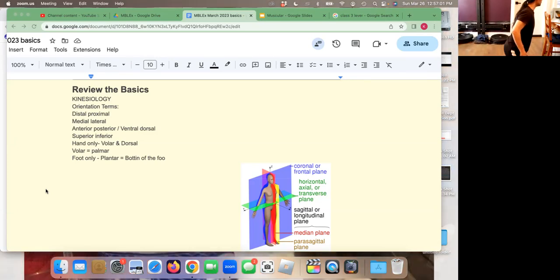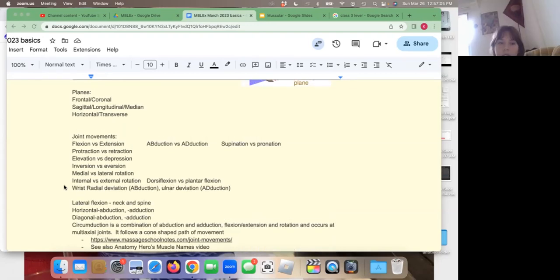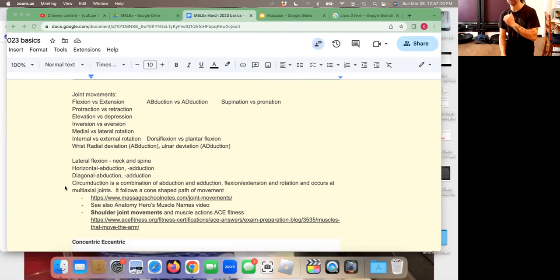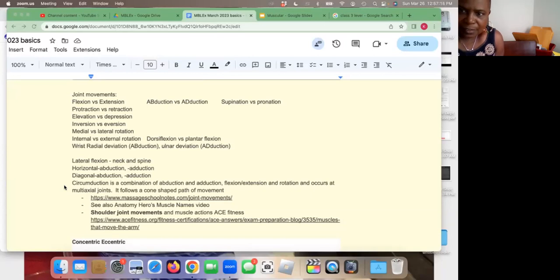Okay, so that's it for the orientation terms. Now we're going to work on some of the joint movements. Let's just quickly go through the joint movements. So flexion.